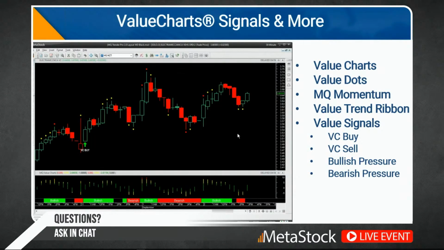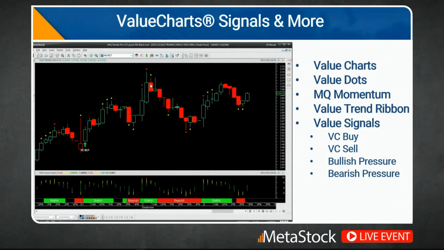This is a Metastock image I took earlier today, and it shows our signals right here. You can see value charts down below here, giving you the value of each of the bars. I've also incorporated value dots, which you can turn on and off, and that gives you the same thing as where the yellow and the red are. You can turn on just the red if you want, or just the yellow, but I call those value dots. I have MQ momentum in here.